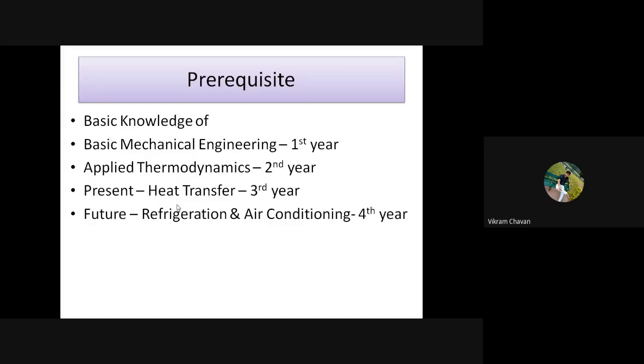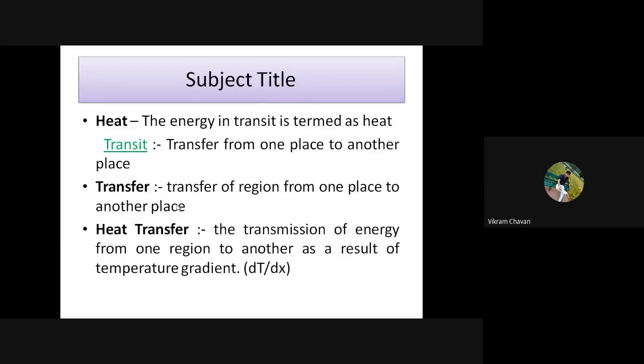Further, in refrigeration and air conditioning, there are many software packages used for load calculation, and for deciding what scenario should be there to design the refrigeration and air conditioning system. For that also you should have some basic knowledge related to heat transfer. So this is the prerequisite part of this subject. Then we are moving towards the subject title.